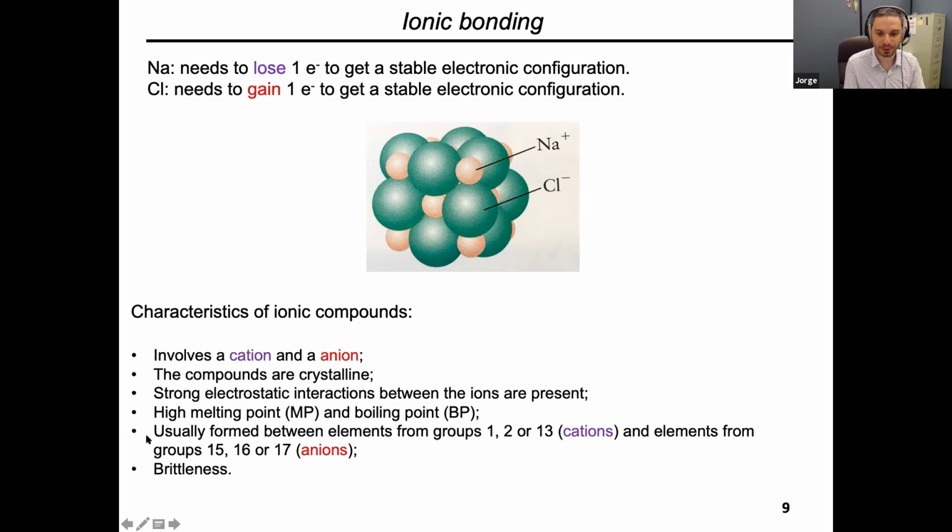Usually formed between elements from groups 1, 2, or 13, which are cations, and elements from groups 15, 16, or 17, which are anions. And although the interaction is strong in ionic compounds, they are very brittle, meaning that a small pressure on the surface of the solid will easily crack the solid. So let's see the reason why you can easily break an ionic solid.